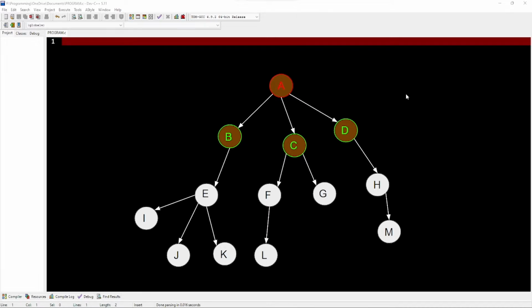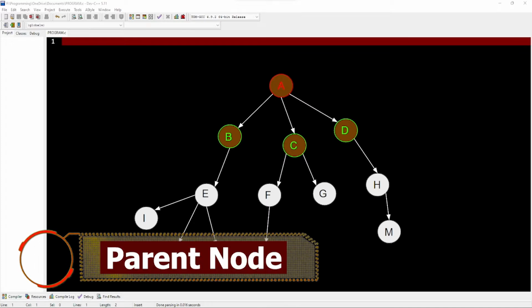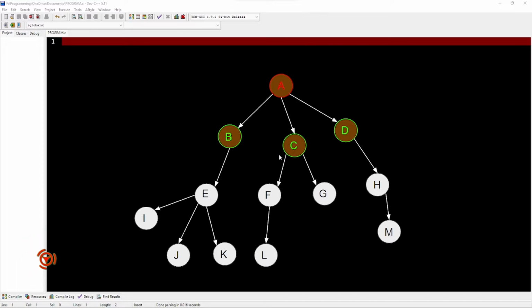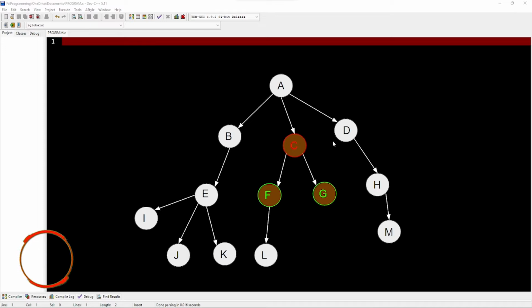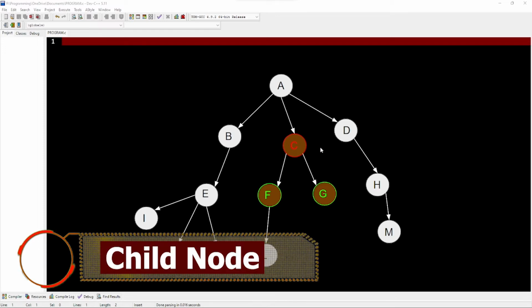Now let's come to the first term which we have to learn. The first term is the parent node. For example, if you consider this region over here, then our root node, the A node, is our parent node, because from it we have the connections to the other nodes B, C and D. In this case, B, C and D are our child nodes, and A is the parent node of these three nodes. Now we can take this example also. In this example, the node C is the parent node and the nodes F and G are the child nodes, because C is connected to F and G.